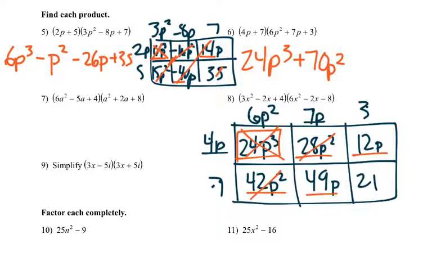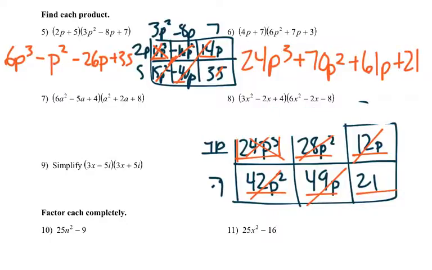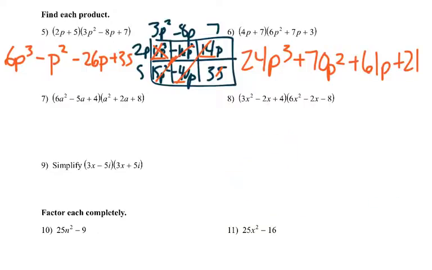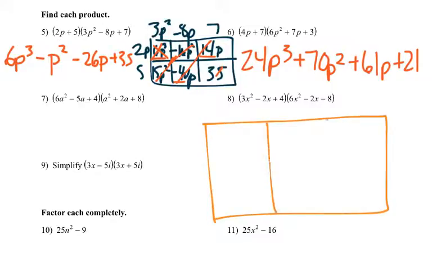12p, 49p, both positive, so 61p, and then 21 is my last one. Okay, now on 7 and 8, same idea. The only difference here is that we are going to make our thing bigger, right?